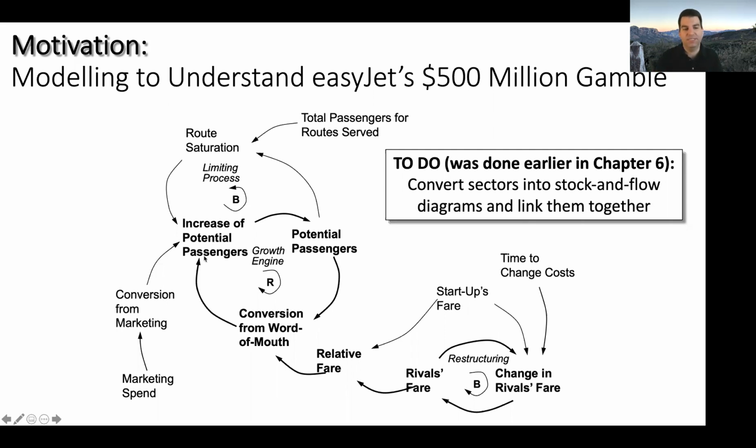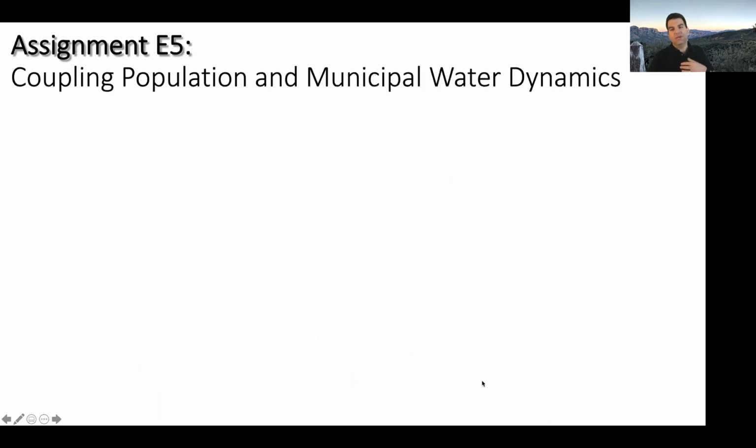So you can imagine building stock and flow models for this sector, stock and flow models for this sector, and then plugging them in together inside Vensim. So motivated by that, what I've given you in assignment E5 is a similar sort of operation, where you're going to be modeling sectors independently and then connecting them together and then studying the interconnection.